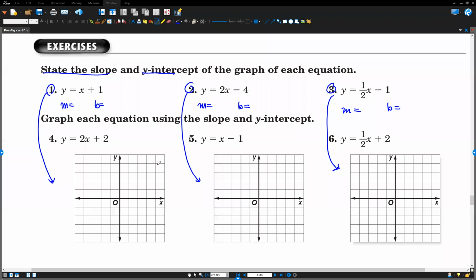Pause. Okay, now resume over here. From this equation, what is the value of the slope? The coefficient of x is 1, right?